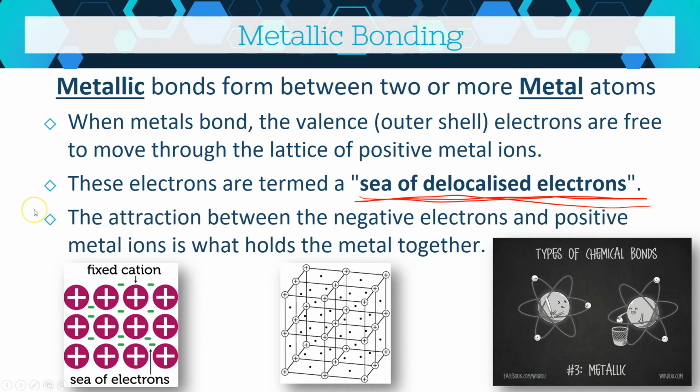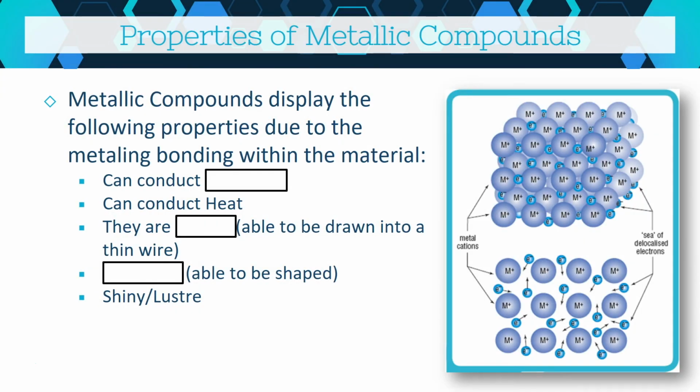But there is attraction between those negative electrons and the positive metal ions, and that's actually what ends up helping hold that metal together. Metals arrange themselves, or their cations arrange themselves, in what we call a lattice. It's a really nice 3D grid structure, and that's how they all sit there. We've got another example on the next slide.